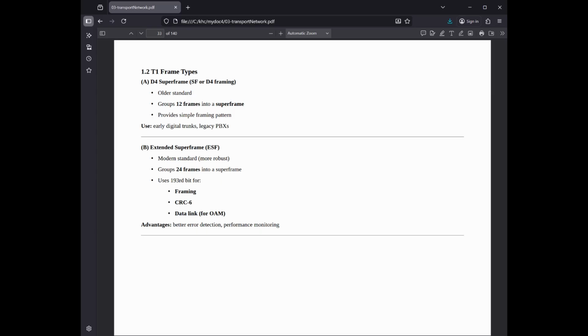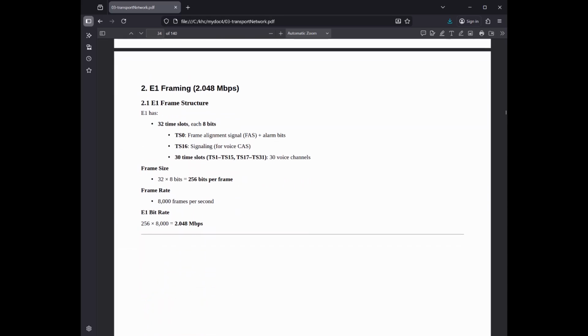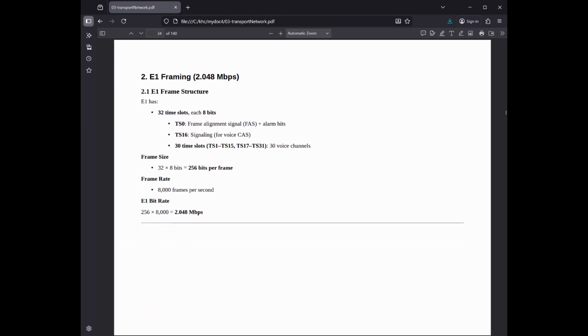E1 framing, the international model. An E1 frame is 256 bits long, and it operates very differently from T1. It doesn't add an extra bit at the end. Instead, it dedicates entire time slots to management. Time slot 0, TS0, is used for framing and alarms. It alternates every other frame. Even frames contain the FAS, frame alignment signal, a fixed pattern used for synchronization. Odd frames contain the NFAS, non-frame alignment signal, which carries yellow alarms and national use bits.